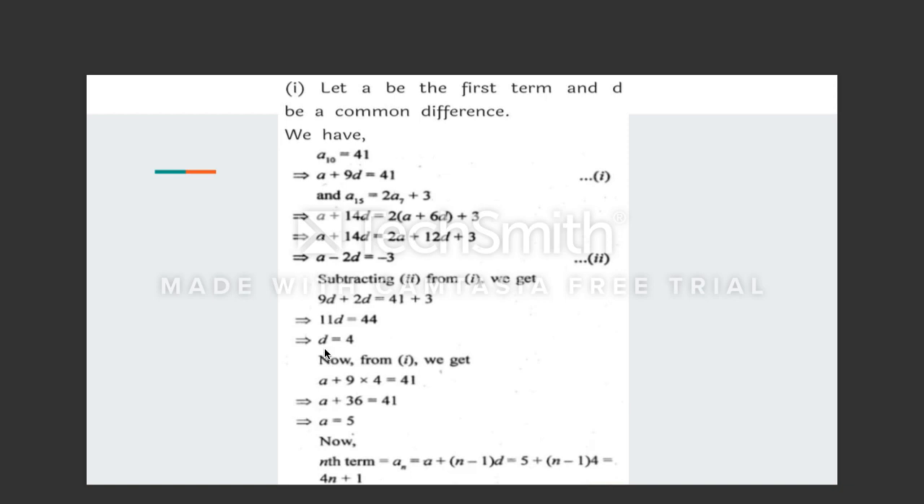Clear up till here? Now once you get D as 4, in any one of the two equations, if I put the value of D, I'll get A. So solve it out. A comes out 5. A is 5, D is 4. Now what am I supposed to do in the question? The question is asking, if this is the case, find the nth term. What's the formula for An? A plus n minus 1 into D. A is what? 5.